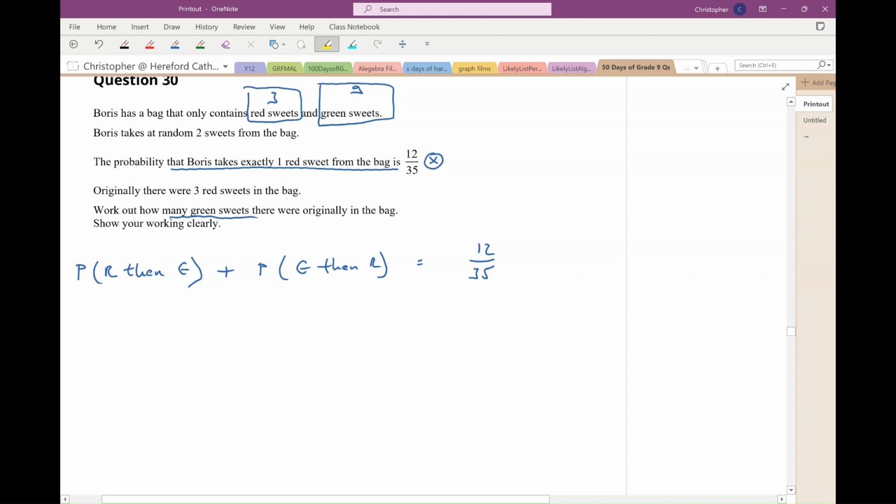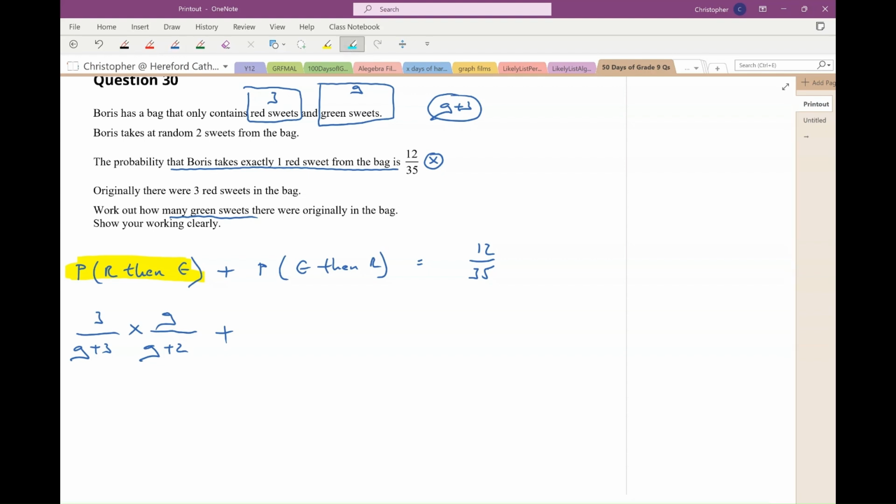A red and then a green. Well, the chance of getting the first one, well, there are 3 reds to start with, out of how many sweets altogether? G plus 3. That's the total, isn't it? Okay, so that's the probability of choosing a red to start with. Then you've chosen a red. So what's the probability of the next one being a green? Well, now there aren't G plus 3 sweets. There are only G plus 2 sweets. And how many of those are green? G of them. So that's the yellow probability.